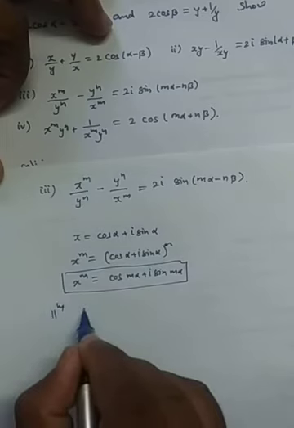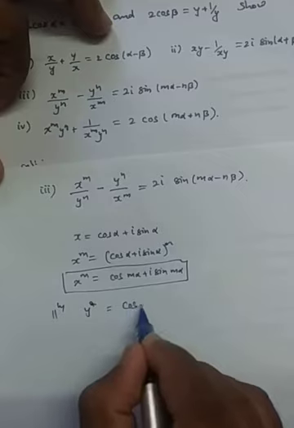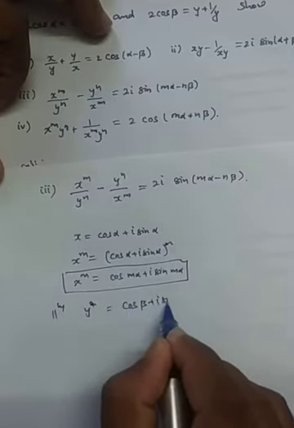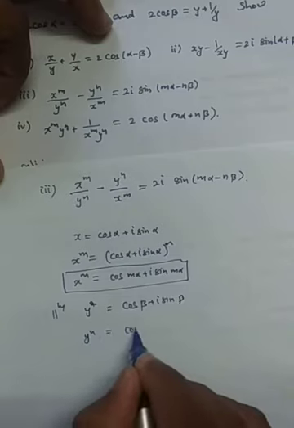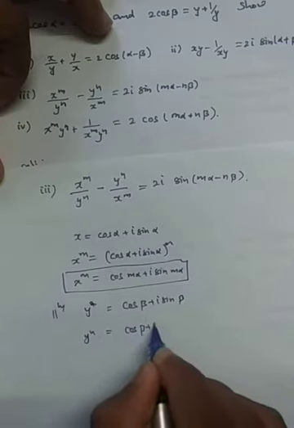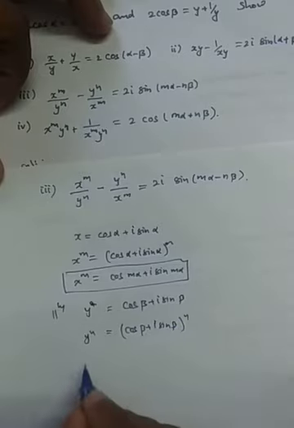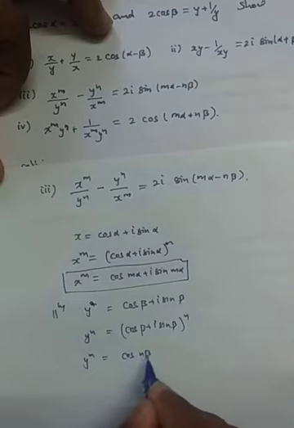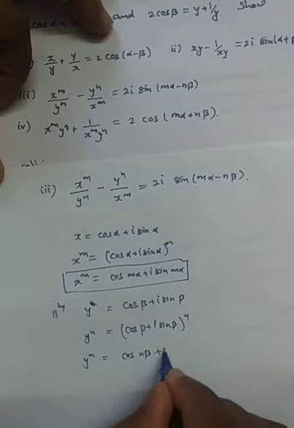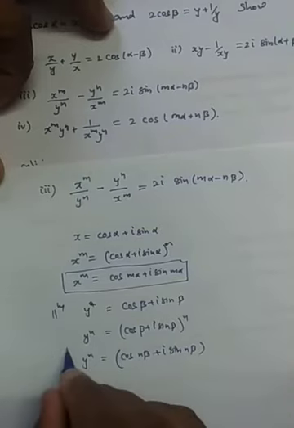Similarly, what is the y value? cos β + i sin β. Then what will the y^n value be? (cos β + i sin β) to the power n, that is y^n equals cos nβ + i sin nβ. This is the value.